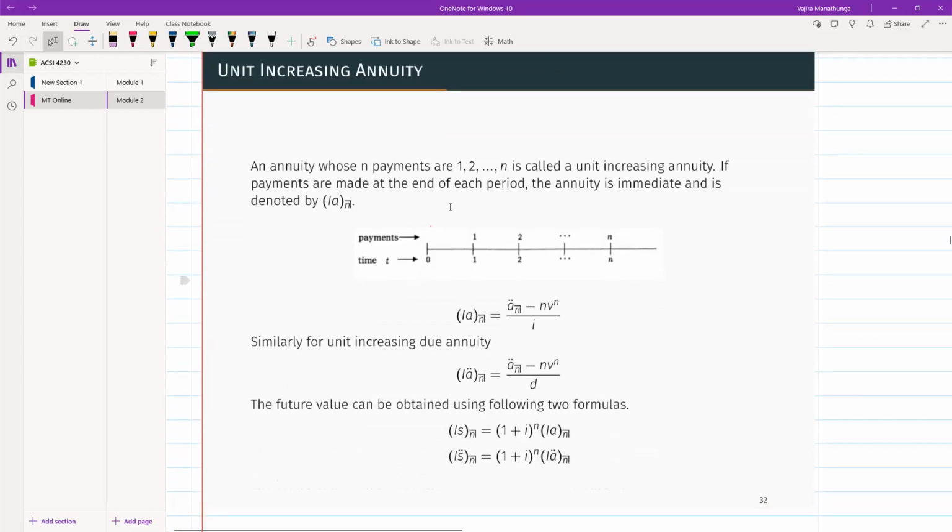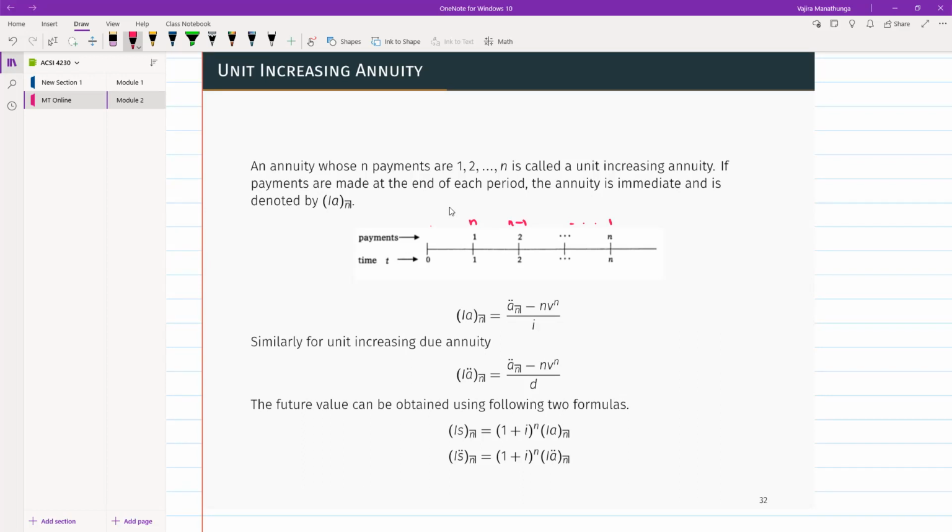So the first one would be what happens if you have a payment of 1 unit, then it increases by 1 unit. This is called the unit increasing annuity. You can have the same thing, but starting from n and then decreasing all the way down to 1. That's called the unit decreasing annuity. And then again, you can divide them into two types, due and immediate. The immediate one starts the first payment at the end of the time period, and the due one starts at the beginning of the time period. So we want to get the formula for this.